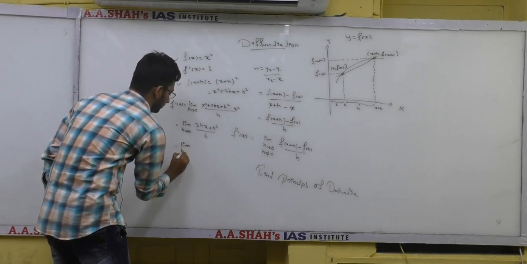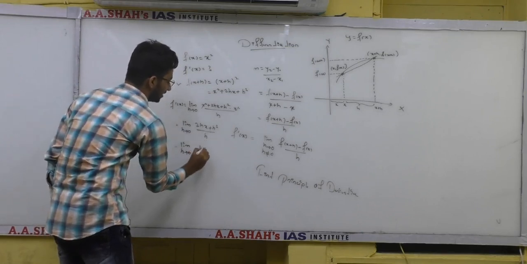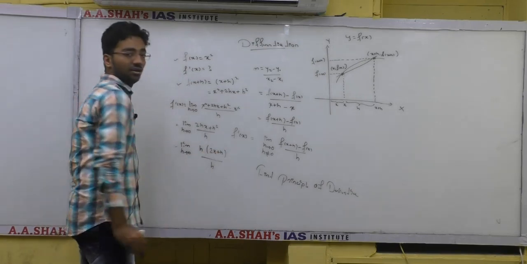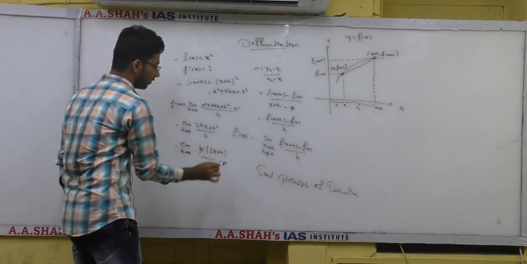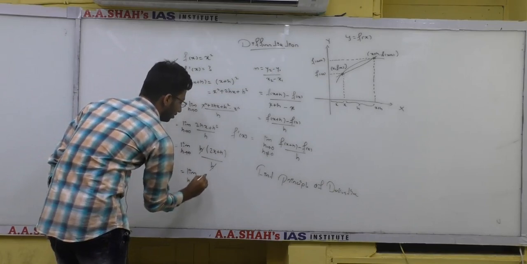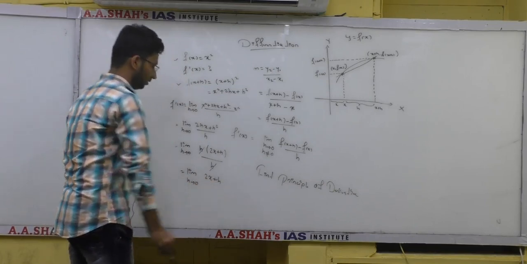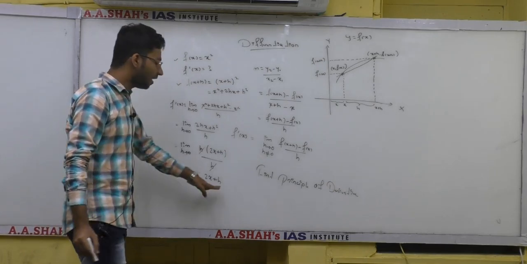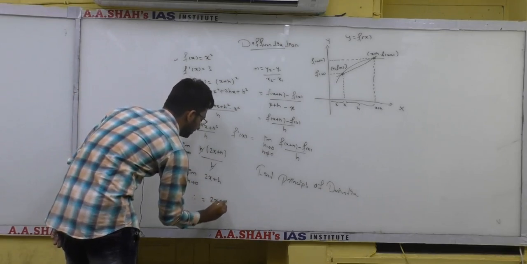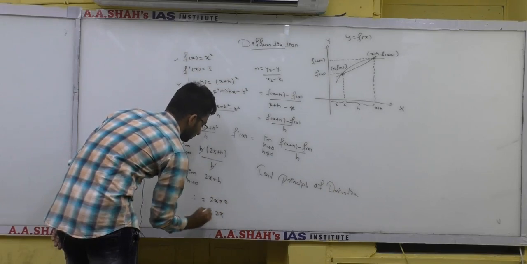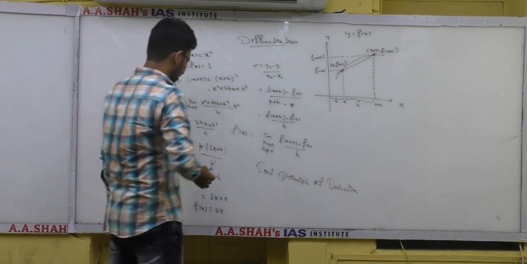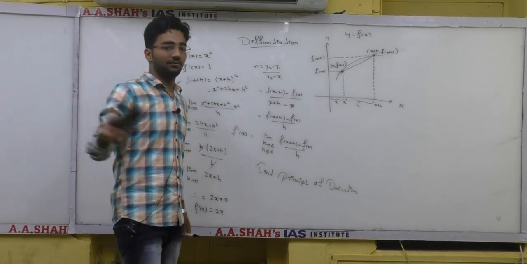Limit h tending to 0. h is common in the numerator, so we get h times (2x plus h) upon h. Now I can simply cancel this h. What I have got is limit h tending to 0, 2x plus h only. Now I can easily put the limit because there is no h in the denominator. So this will be equal to 2x plus 0, which is 2x, which is your f dash of x. Now I will give you another example on a trigonometric function.